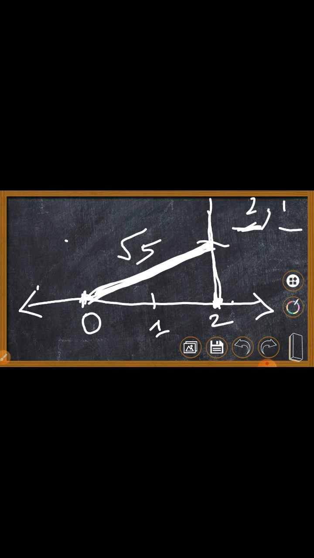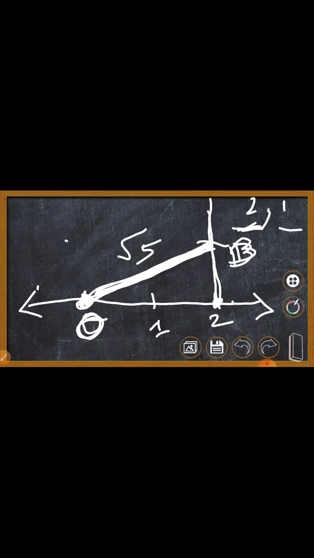You are going to place your compass at 0. Take the radius as, suppose this is 0, and this point is b. Let this be o, and this is b.